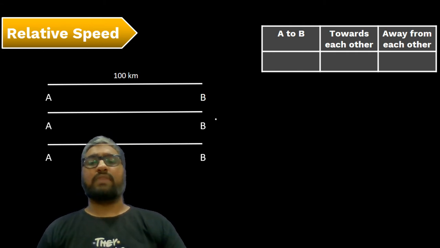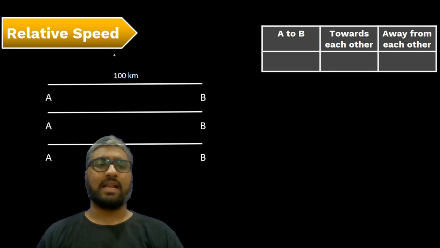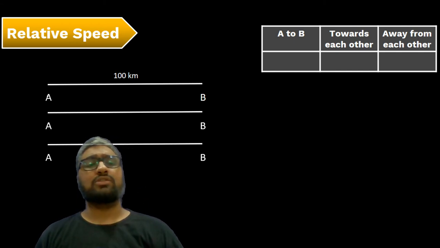Now let's see how we could answer this. Let's understand what relative speed is. So let's assume there are two friends, right?